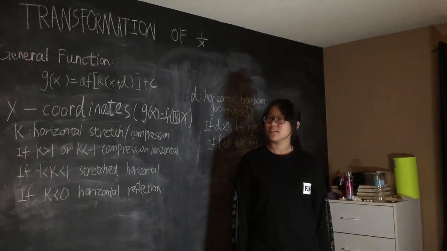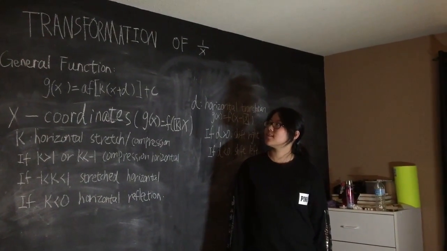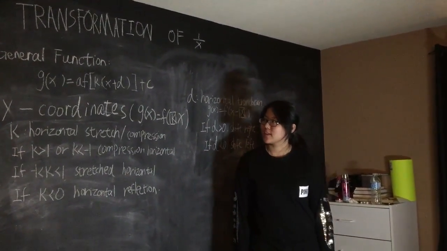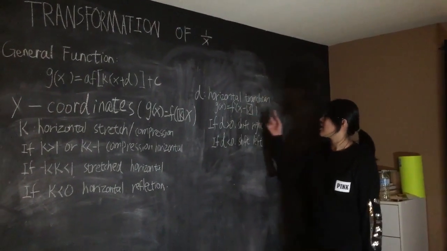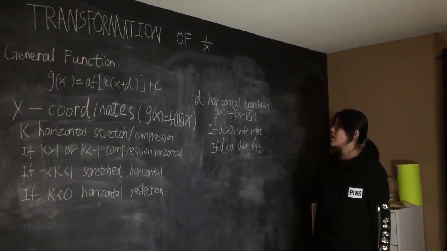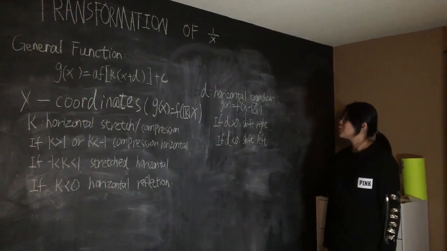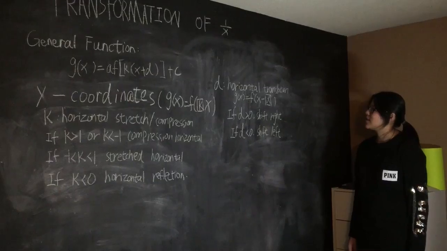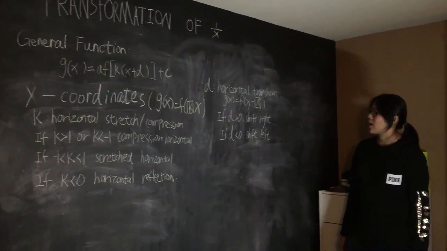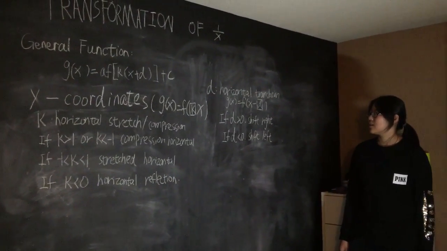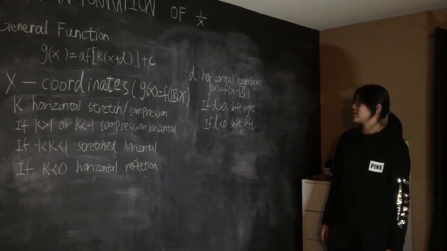Okay, so the second part is the horizontal changes. The first one is D. It means the horizontal translation. It is a horizontal translation of the graph of f(x) by D units. If D is bigger than 0, the graph shifts right. If D is less than 0, the graph shifts left.